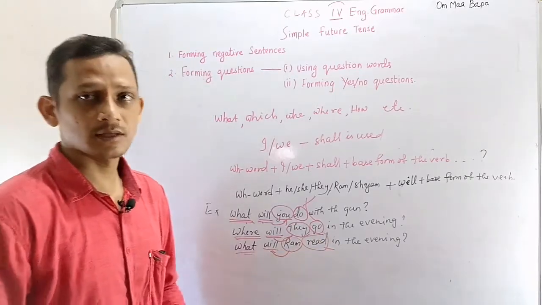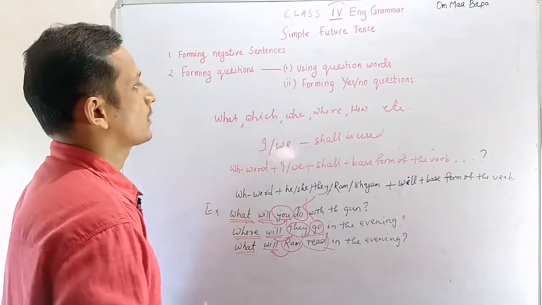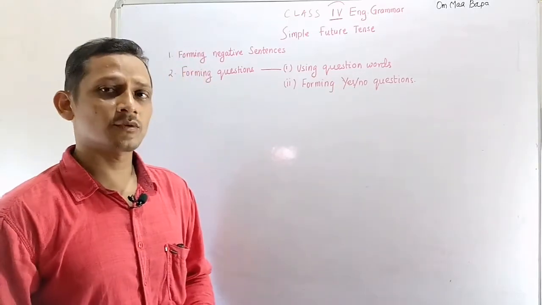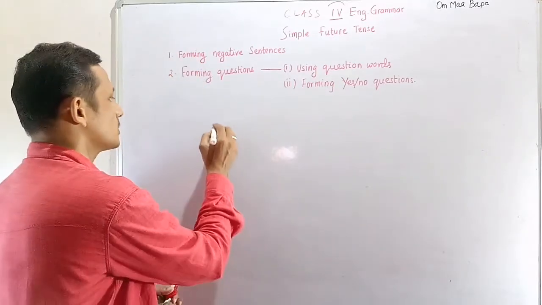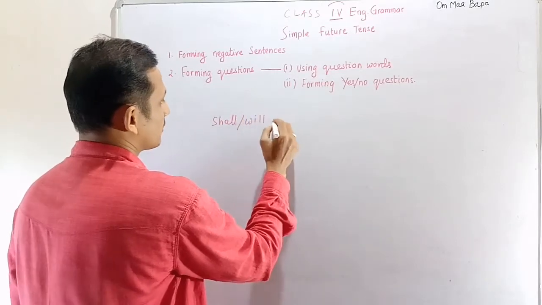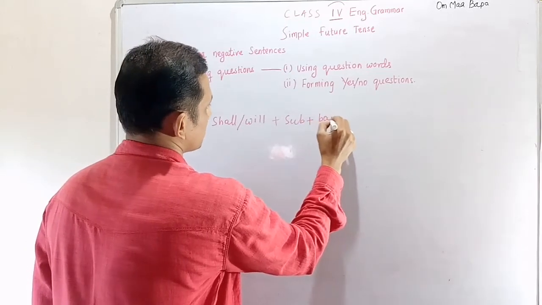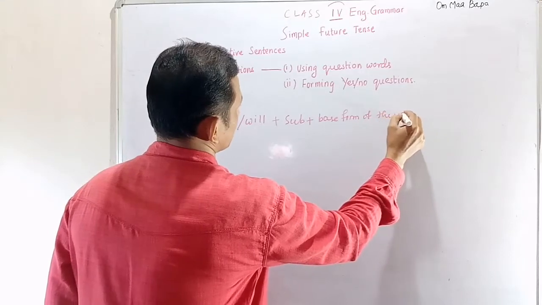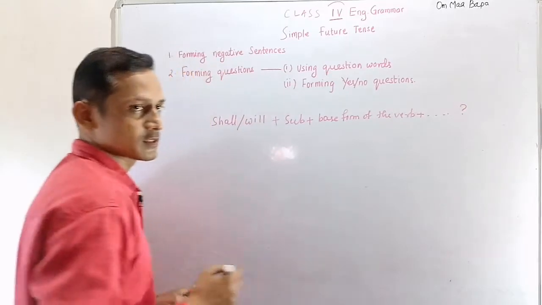Then the rest of the sentence. Okay, now let us discuss framing yes-no questions. How can we form a yes-no question? Children, for a yes-no question we must use shall or will depending on the subject, then the base form of the verb, and then the rest of the sentence. At last we must put a question mark.